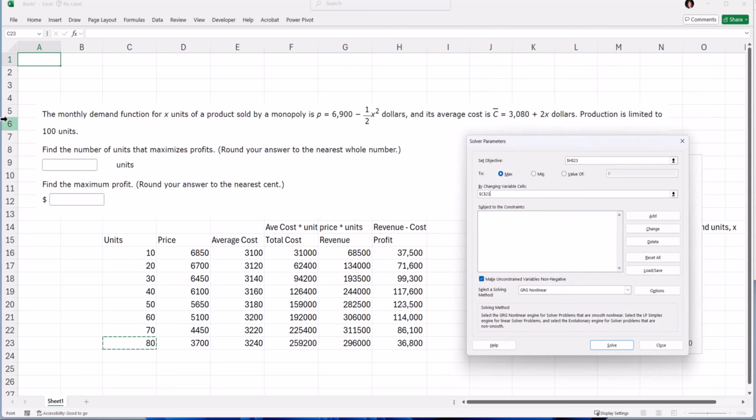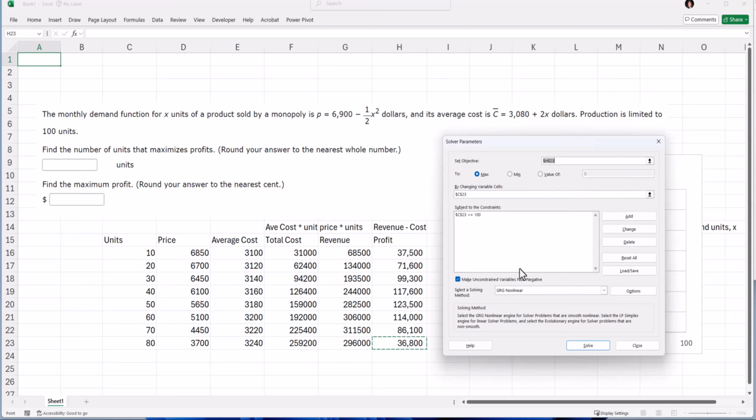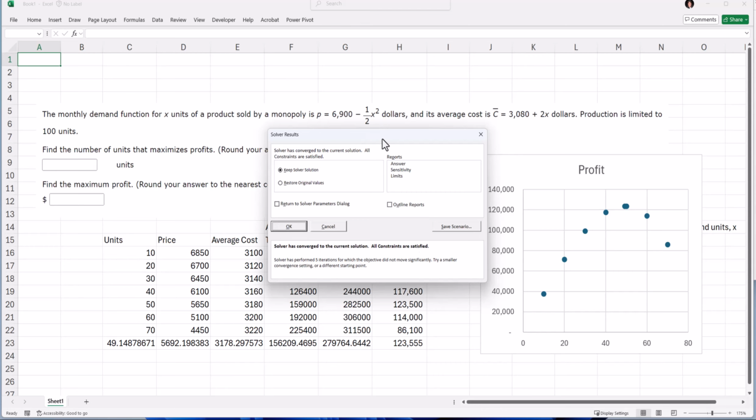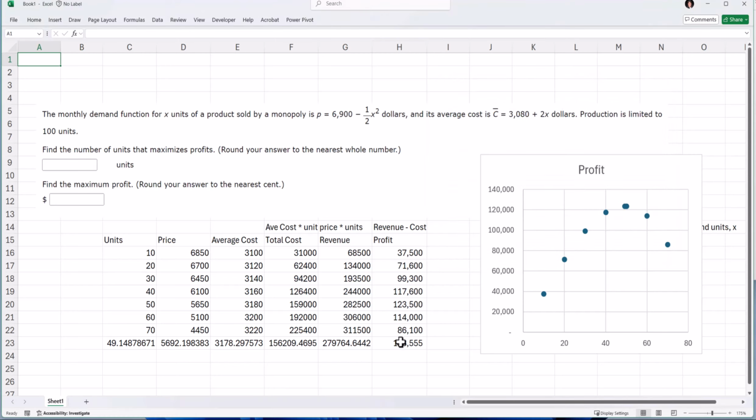Are there constraints? Yes. Production is limited to 100 units, so I want to add a constraint. The units has to stay less than or equal to 100. Hit OK. Now we'll add it in. There it is. And then solve. 49 units. And there's OK. And there's my profit.